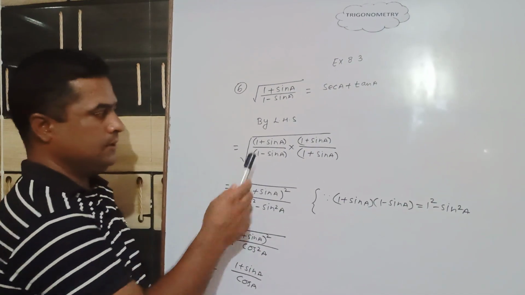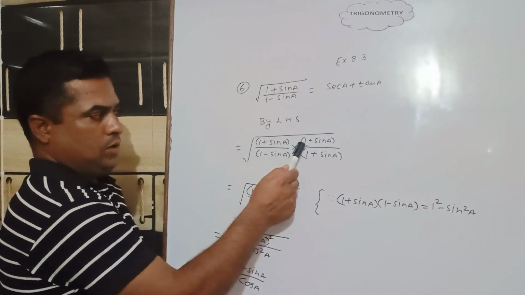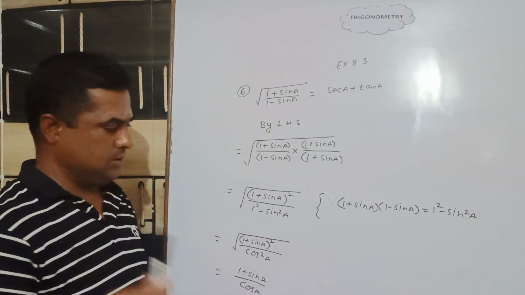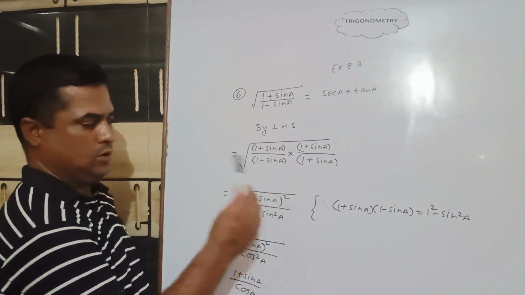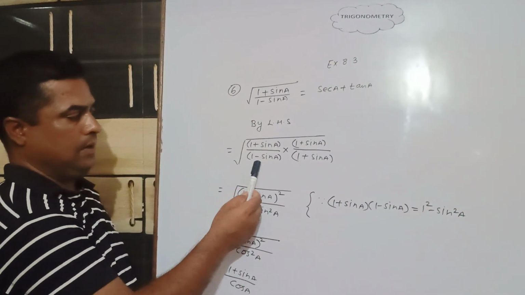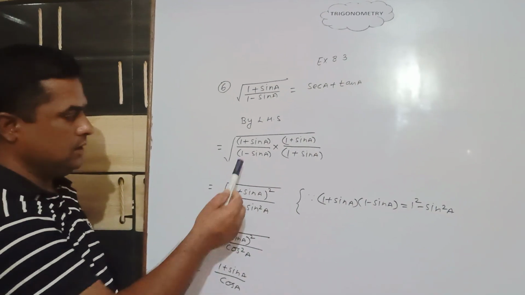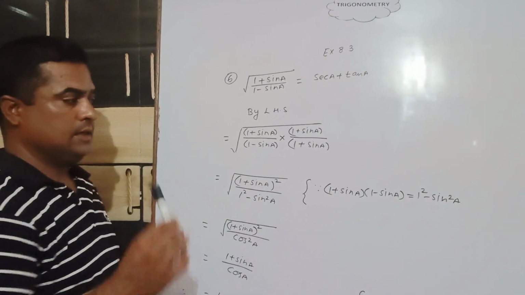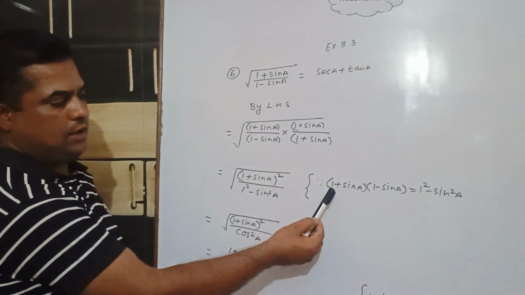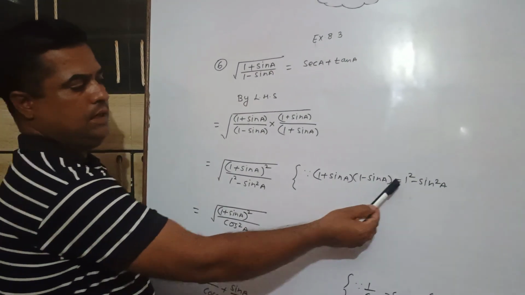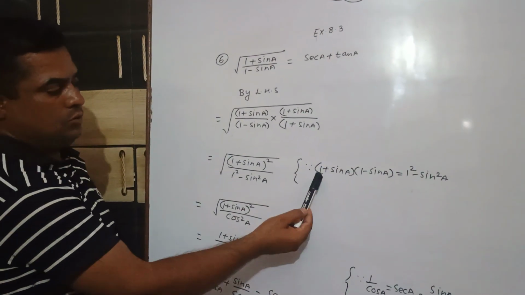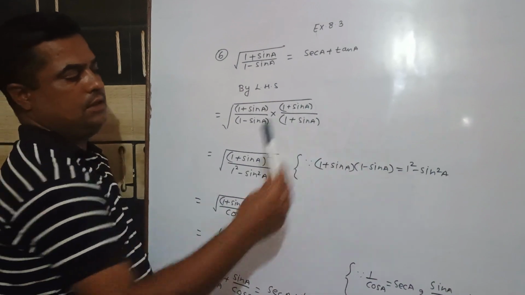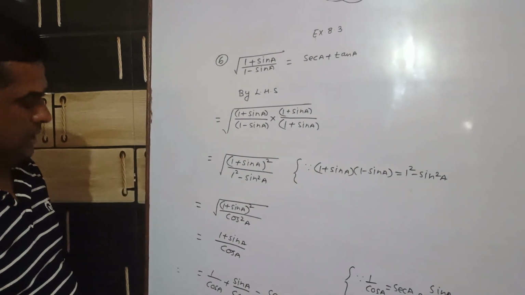Students, what will we do here? 1 plus sin A, 1 plus sin A, these two are the same terms, so we can write here 1 plus sin A whole square. In the denominator, A minus B, A plus B will be A square minus B square. We have written here the formula A plus B, A minus B, A square minus B square. 1 plus sin A, 1 minus sin A. This will be 1 square minus sin square A.